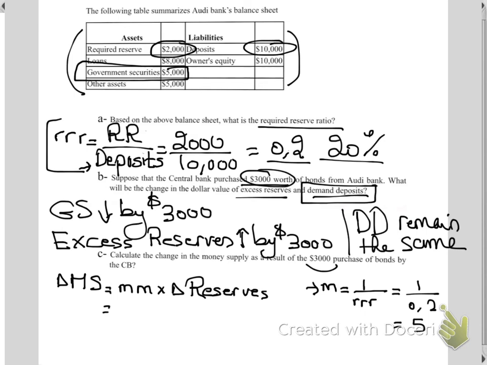to 5. Thus, the change in money supply is equal to 5 multiplied by the change in reserves, which was found in part B, $3,000. It's equal to $15,000.